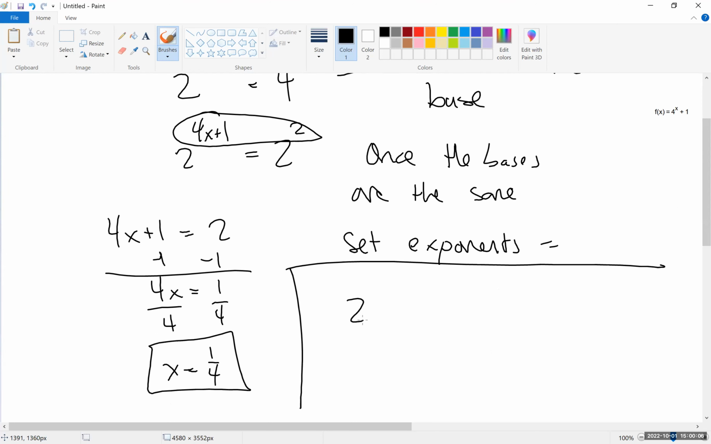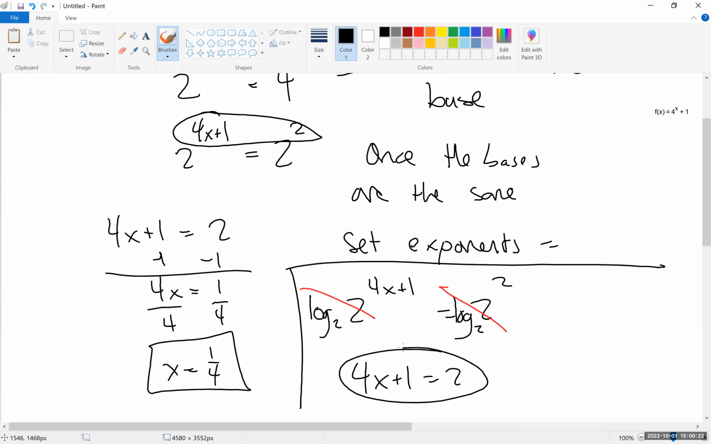Now we can apply logarithms since we know what they are. Once we have the same bases, what are we going to do? Just take log base 2 on both sides. Then what happens? Well, the log base 2 cancels with log base 2. And what are we left with? The 4x plus 1 equals 2. That's why you can just set the exponents equal to each other. We can apply the logarithm on both sides. All right, let's pause here.